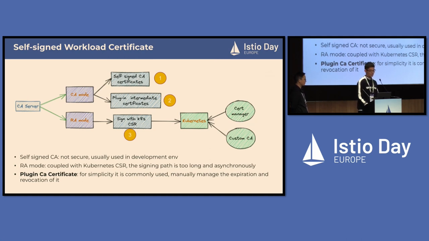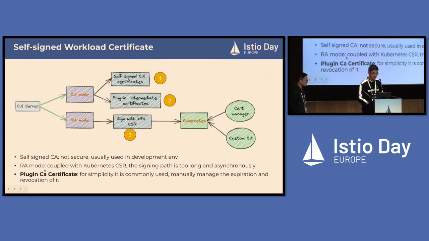Okay, the next part I will talk about how istiod can self-sign the workload certificate, because most users, for simplicity, can just use istiod to sign their workload certificate. And here, our topic focuses on the istiod self-signed workload certificate. The first one is that istiod can act as a CA, so it doesn't need any other configuration. When it starts up, it can automatically self-sign the certificate for a workload.